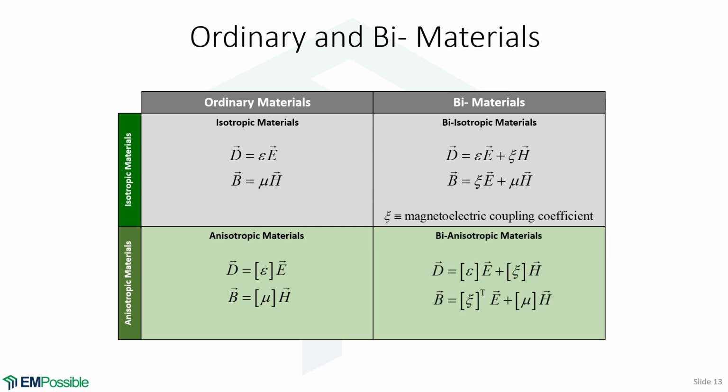And then last, we can have bi-anisotropic materials. It's the same thing as the bi-isotropic, but our constitutive parameters here are now tensor quantities.